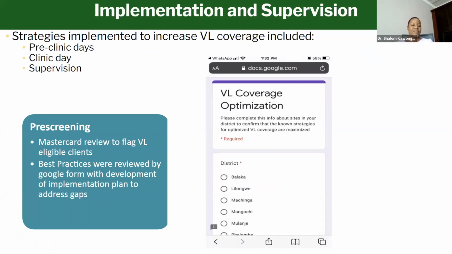So some of the strategies that we employed during the surge include, before the clinic, we did a MasterCard review to see who is eligible for viral load, and we flagged all the MasterCards of clients who were eligible. We also used the Google platform, Google Forms, to check if all of our facilities were implementing the best practices that as Baylor we promote. And if we noted any implementation gaps, we made sure that we attended to them immediately.